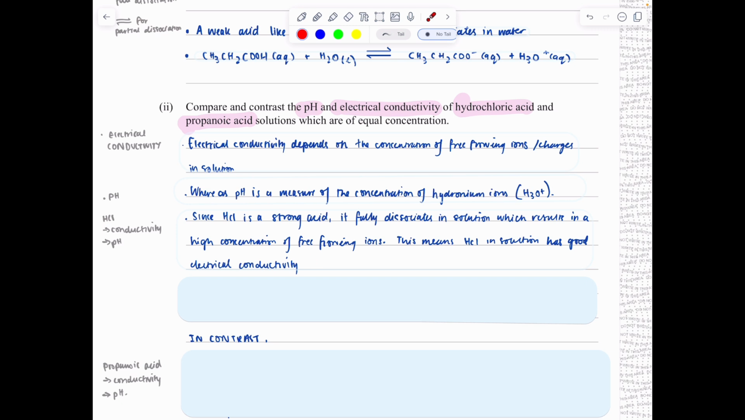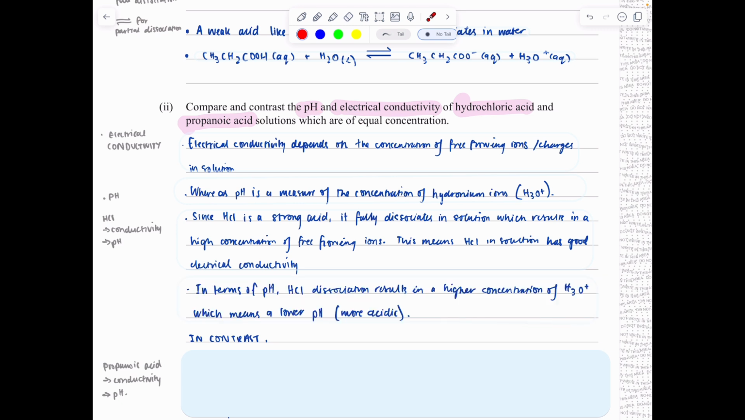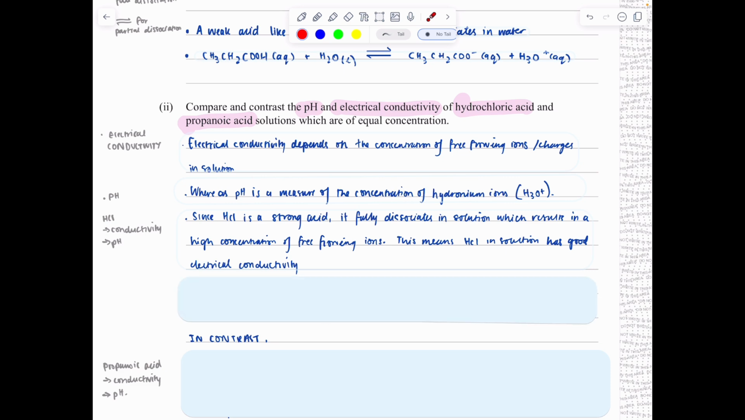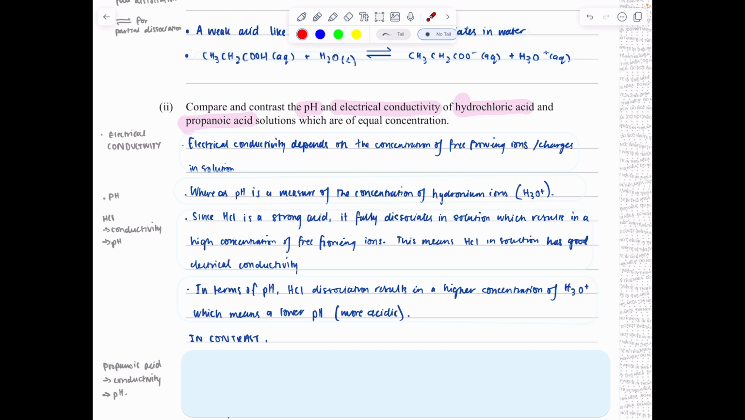Okay. So we've done conductivity. Let's talk about HCl and pH as the question states. In terms of pH, HCl dissociation results in a higher concentration of H3O+, which means a lower pH. Remember, a low pH is associated with higher acidity. So the more H3O+ ions there are, the lower the pH and the more acidic. Now, this is a compare and contrast question, so it's important to include this sort of terminology.